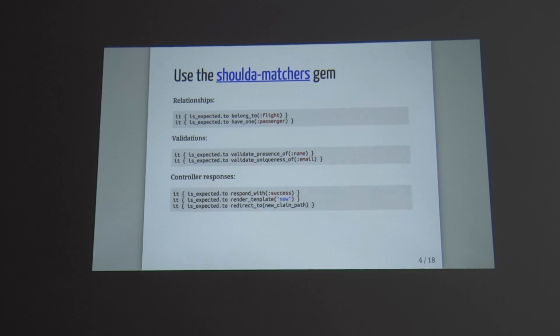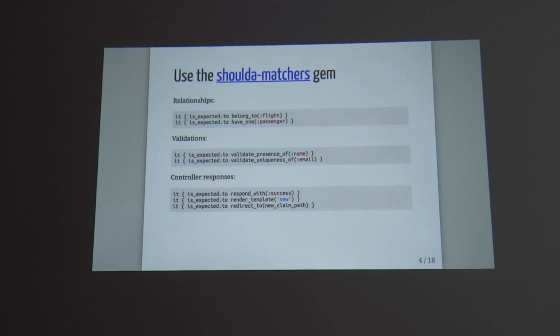It also provides a lot of matchers for, I think, most, if not all, Rails validations. So here are a couple of examples. It is expected to validate presence of name, to validate uniqueness of, and to validate format of.